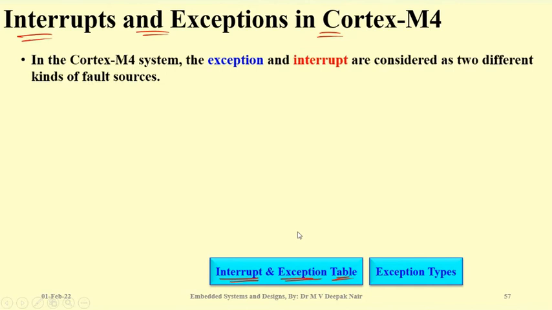There are two things in any microcontroller. One is the exception and the second one is the interrupt. Both are actually used to handle faults. Interrupts are also used to check some important things, mostly faults or something like that. So both exceptions and interrupts are generally used to handle faults or some important functionalities.